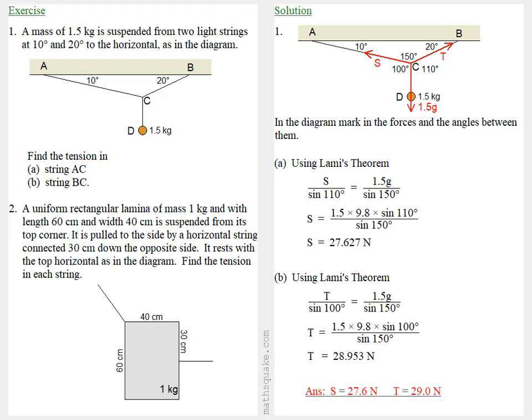So we get the result. The tension S, which is in the string AC, is 27.6 newtons, and the tension T, which is in the string CB, is 29.0 newtons.